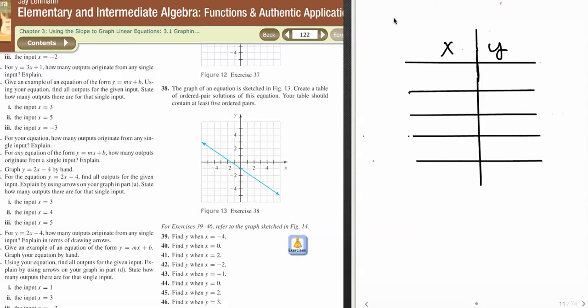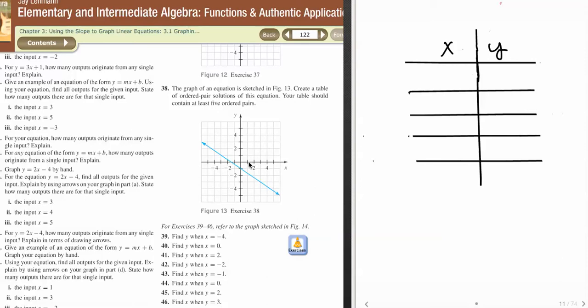Okay, this will be our last section for section 3.1. In this problem, we're going to be doing a problem from Lehman's book, problem number 38 on page 122 of the exercise set for section 3.1. In this one, we're going to look at this graph, and we are going to create a table of ordered pair solutions from this equation.